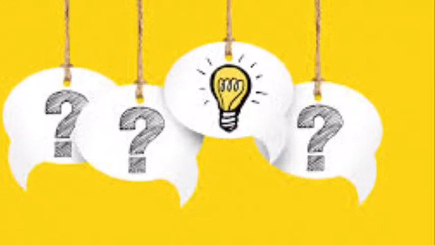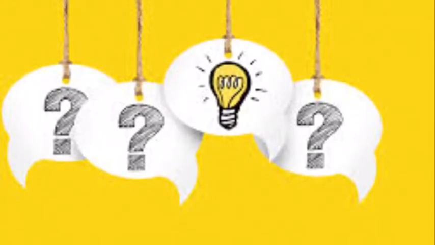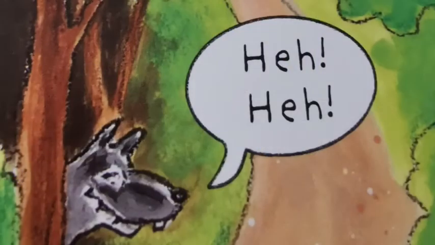I also want us to just have a look at this part of the picture. So let's have a look. Next to the wolf you can see there is a white bubble with some writing inside. This kind of bubble that you can see here is called a speech bubble. Sometimes you see that in pictures if a character is saying something. The wolf here is saying heh heh. I wonder if we'll see any more speech bubbles as we carry on our story.